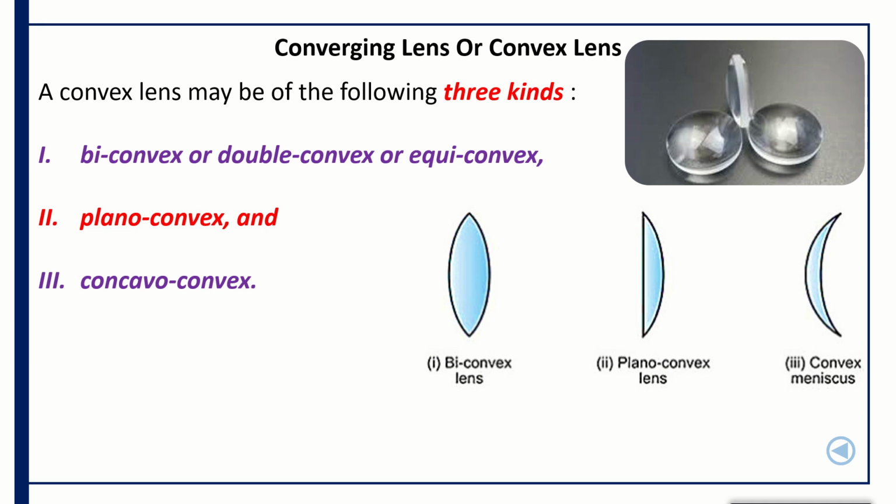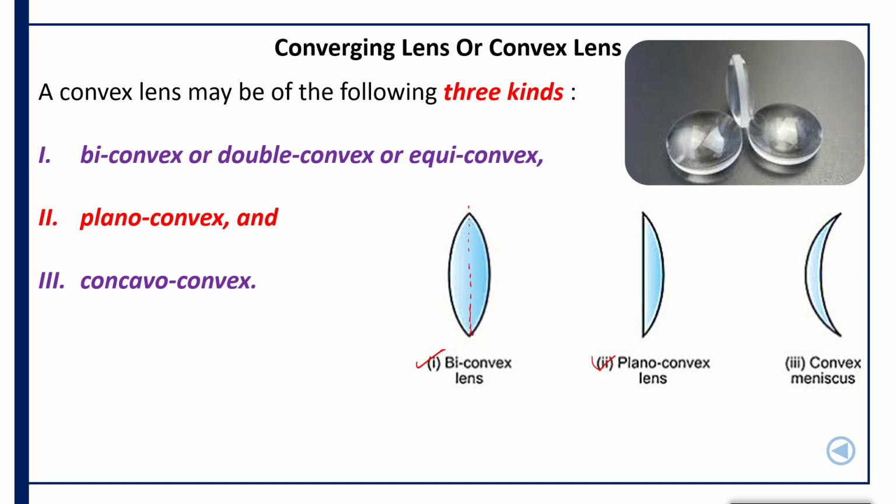So can you see here? This is the biconvex lens, where both are spherical surfaces and each is part of two different spheres, and they are attached to each other, so we call this biconvex or double convex, or we can also call this equiconvex lens. So this is a biconvex lens.